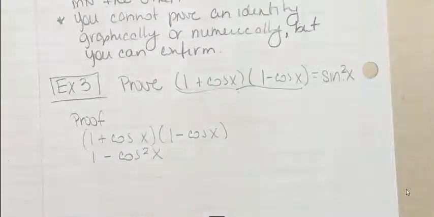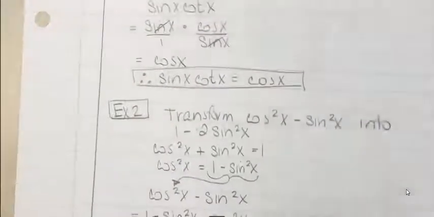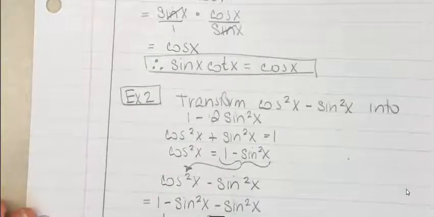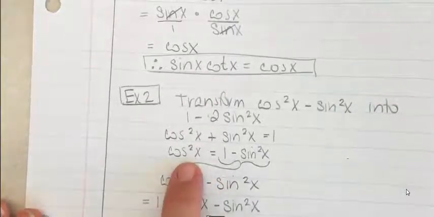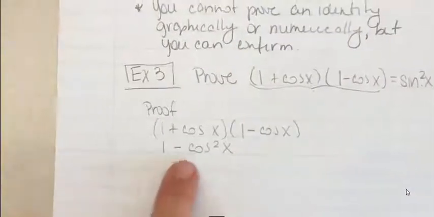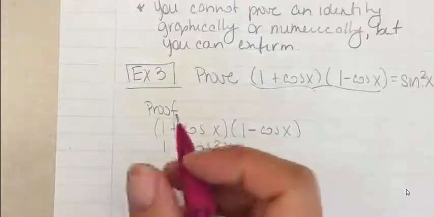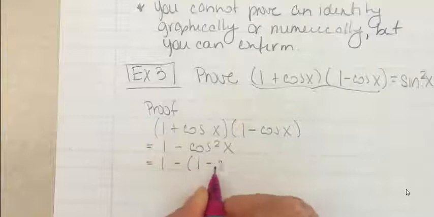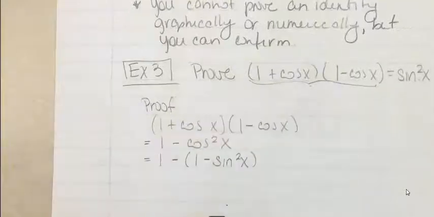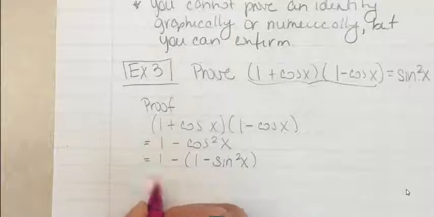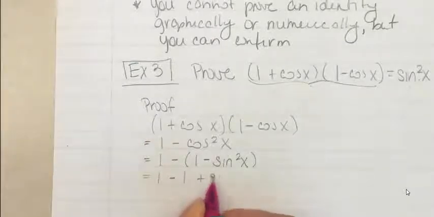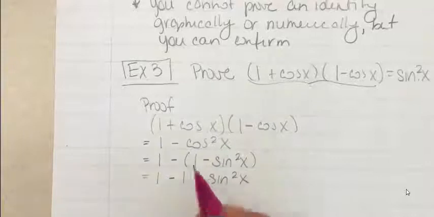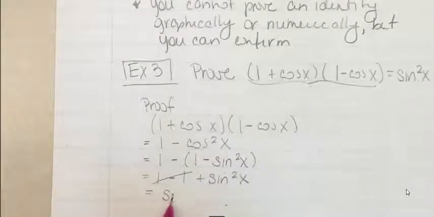And then what did we say in our last notes? I think we did that for cosine. Let's see, where did we put that? We said that cosine squared x would basically be 1 minus sine squared x. So instead of having cosine squared x, I'm going to put 1 minus sine squared x. When I do that, I get 1 minus 1 plus sine squared x. Those go away, and I'm just left with sine squared x.